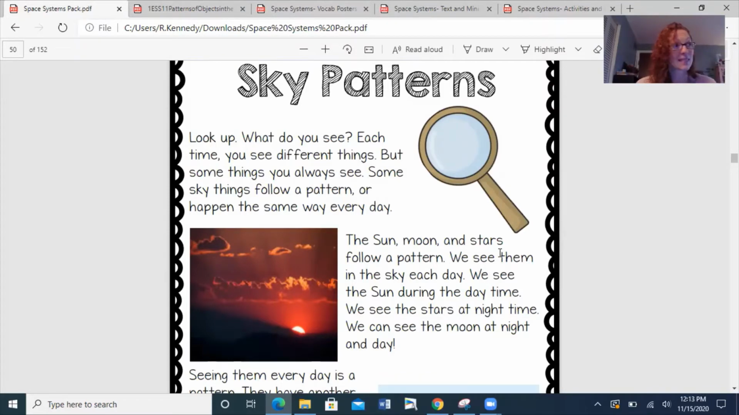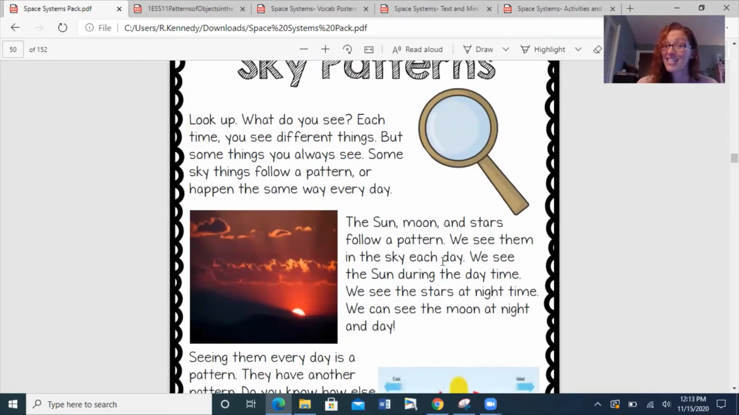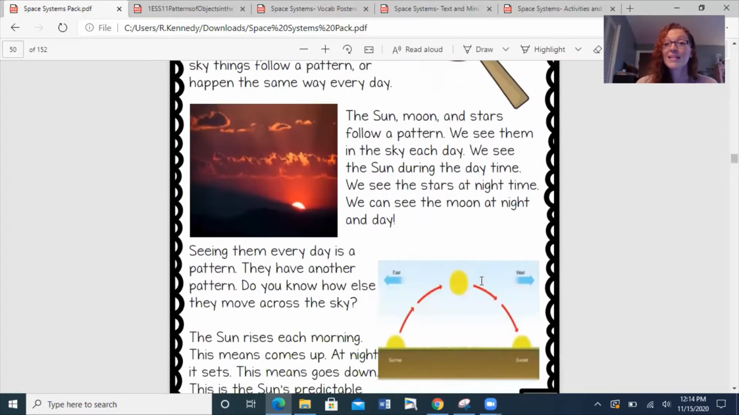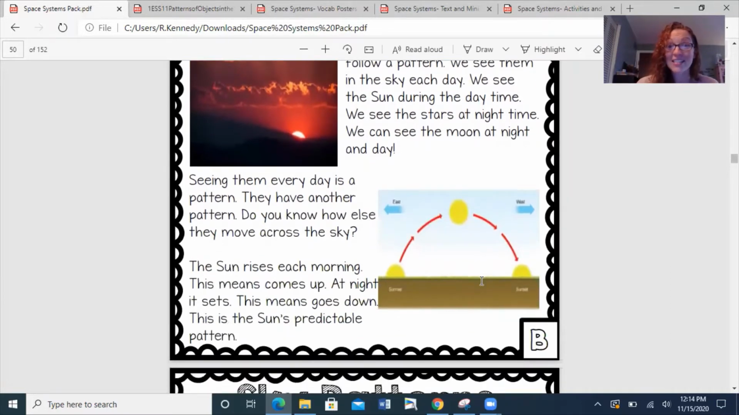We see them in the sky each day. We see the sun during the daytime, and we see the stars at nighttime. We can see the moon at night and the day. Right? Sometimes we can see the moon during the day. Not all the times, but sometimes we can. Seeing them every day is a pattern. They have another pattern. Do you know how else they move across the sky?